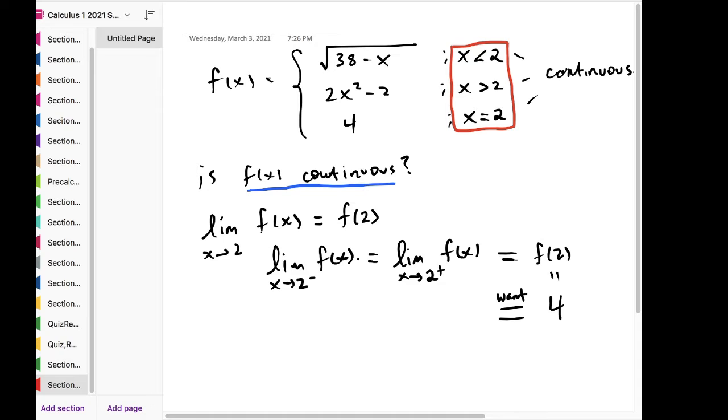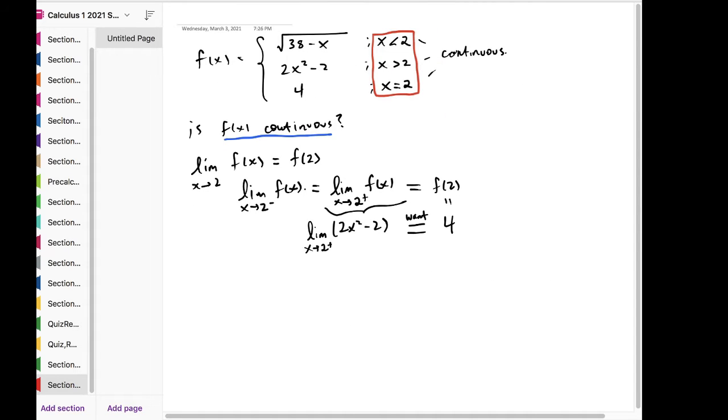So first of all, what is the limit as x approaches 2 from the right? Which function do I look at? The second, yeah. So 2x squared minus 2. What is that limit? So you plug in 2, this makes 8 minus 2 is 6. So already you know it's not continuous, actually.